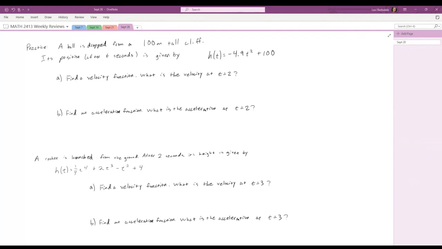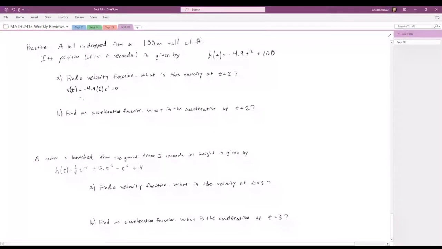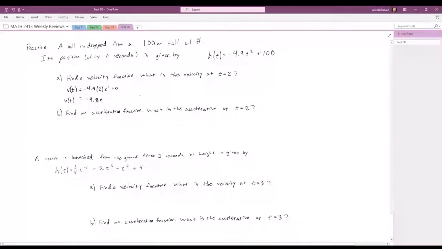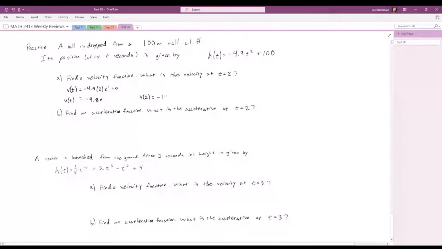All right, let's go ahead and go over these. For this first one, velocity is, like I said earlier, the derivative of position. So our velocity would be the derivative of our position function, which gives us minus 4.9 times 2 times t to the first, plus 0. Simplifying gives us negative 9.8t. And then to find our velocity at time t equals 2, we just plug 2 into our velocity equation. That gives us negative 19.6.